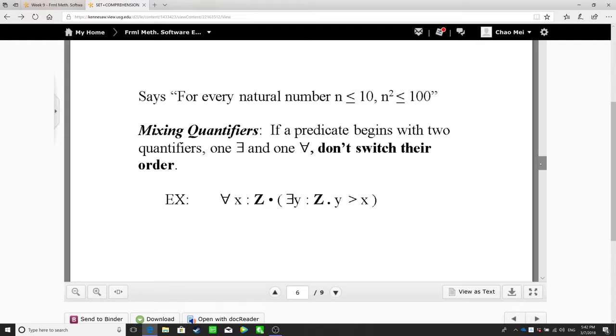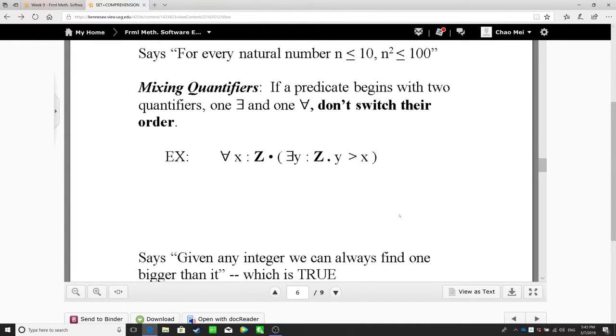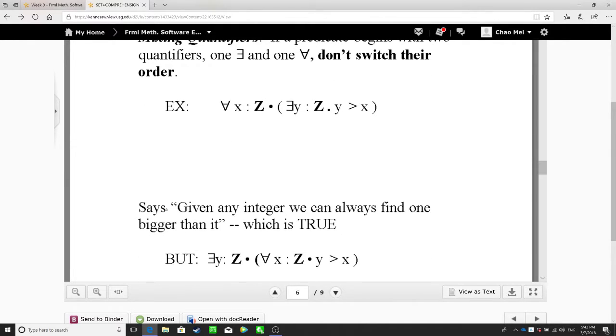Because if you can find any value, you can assume that p is an integer for which we cannot find any integer that is greater than p, as long as you have a p plus 1. By definition, p plus 1 is another integer. It's greater than p. So this is true. Given an integer, we can always find one bigger than it, which is true. Okay.